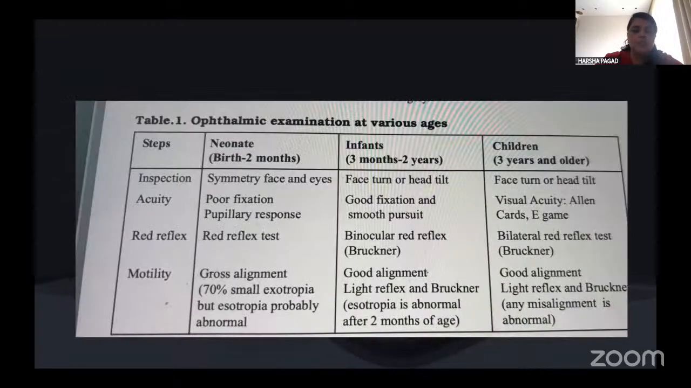So this is the table showing ophthalmic examination at various ages. At birth, we need to look for the red reflex, and look for the symmetry of face and eyes. Anyway, they will have poor fixation, and they will have squint most of the time. It is exo. But when you see the child at 3 months, they should have good fixation and a smooth pursuit. Look for the Bruckner's for a bilateral red reflex, and they should have good alignment at this age. Children 3 years and older, we need to examine them for visual acuity, again red reflex and any squint.